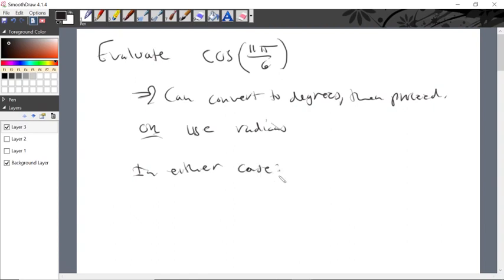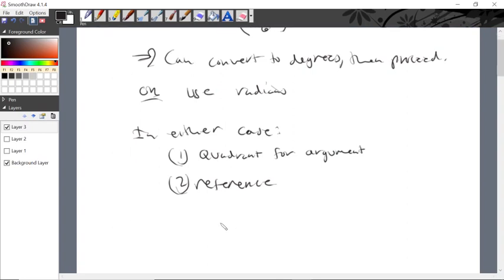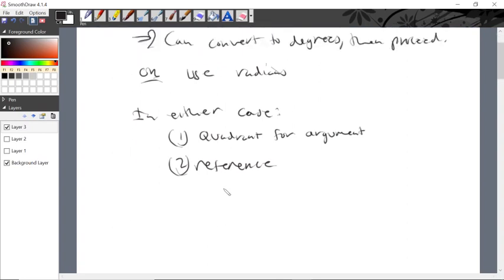the two ingredients that we need to have are the quadrant for the argument. In this case, the argument is 11 pi over 6, and we need the reference for the argument as well. Whether we use degrees or radians, we're going to want those two things. Okay, so let's find that out for 11 pi over 6.